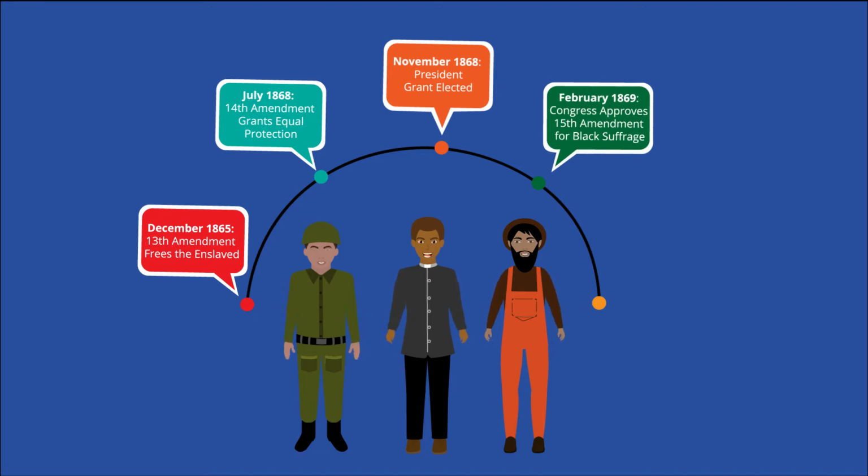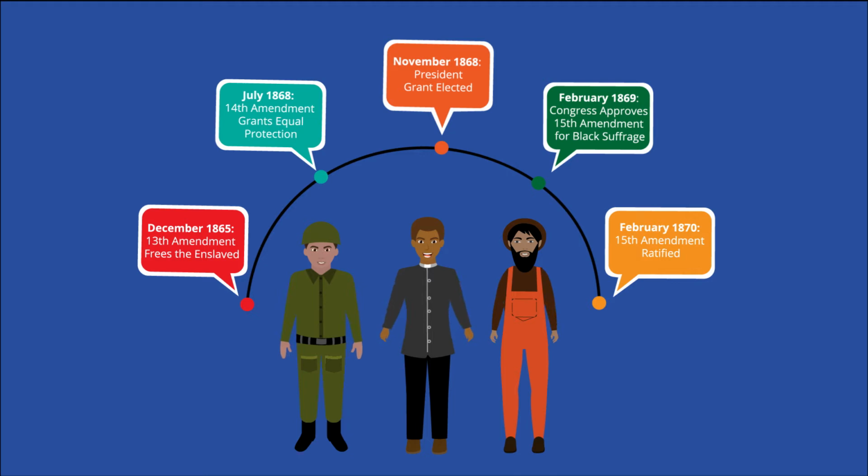When some states resisted, Congress decided to require Southern states to ratify the 14th and 15th Amendments in order to return to the Union and regain representation in the legislature. On February 3, 1870, the 15th Amendment was officially ratified nearly 2 years after its predecessor as the third and final Reconstruction Amendment.